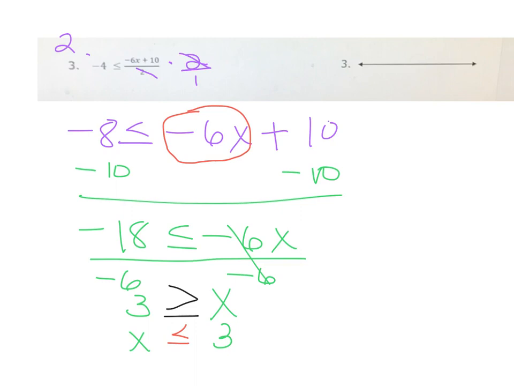Okay, so I'm going to put 0, I'm going to put 3, I'm going to put -3, I'm going to put a closed circle on 3 and shade to the left.